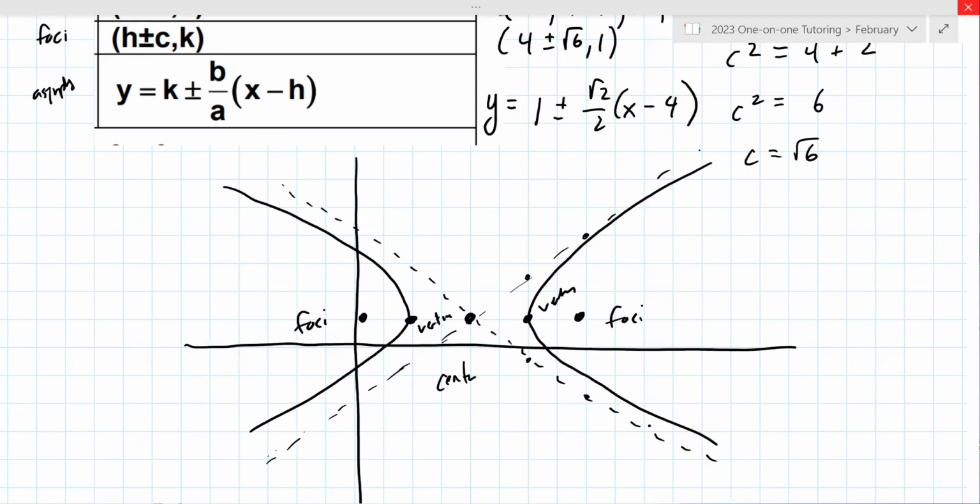All right, let's do another one here. And these don't get easier. 8 is different than 7, so.